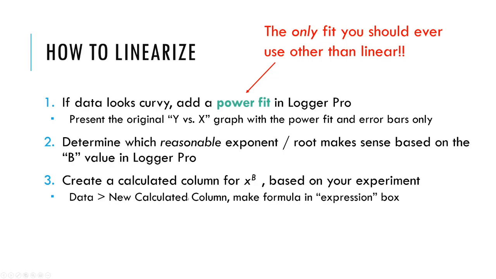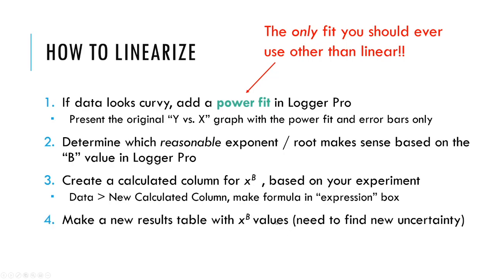If you go to data, new calculated column in Logger Pro, it'll let you write a formula that takes your times and squares them. It'll make a new column for you, and you can toggle back and forth. It makes things really easy. You'll need a new results table. You need to propagate error. And then we're going to graph y versus x to the b. So in this example, we graph displacement versus t squared. This is our linearized graph, and that's the second graph we're going to present.